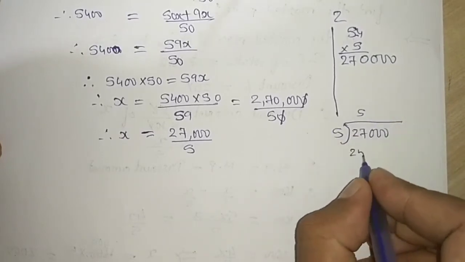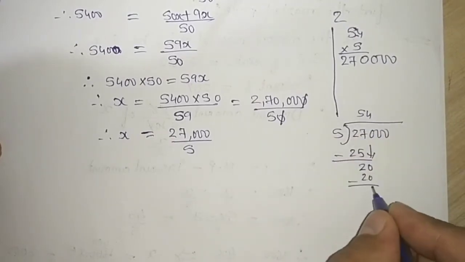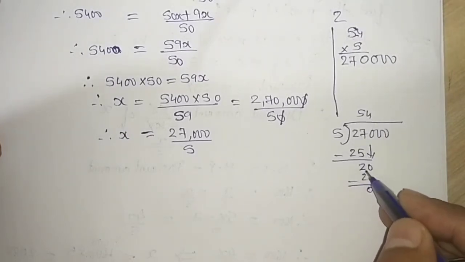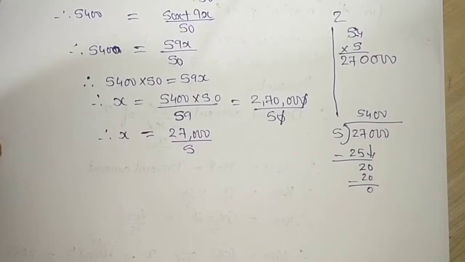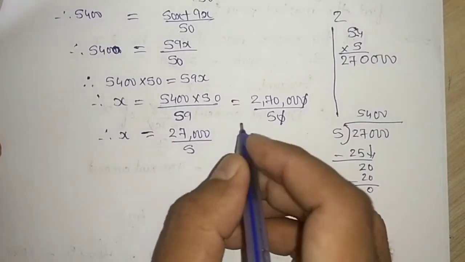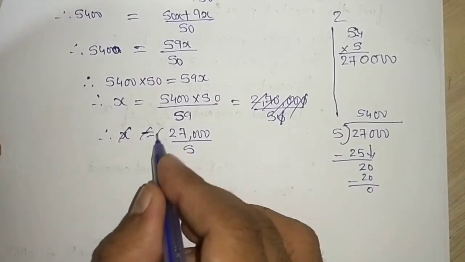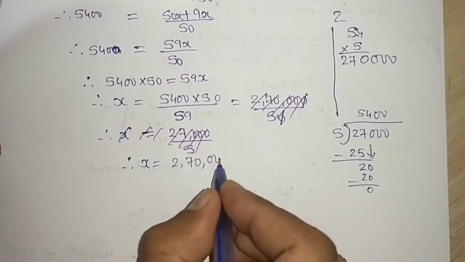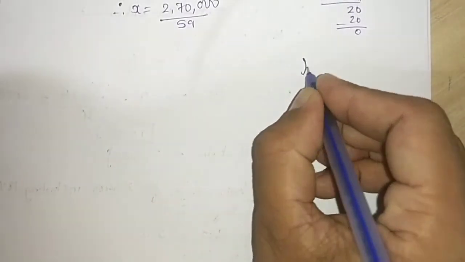Sorry, I have made one mistake, so let me cancel this. Therefore x is equal to 2,70,000 divided by 59. Now let me divide 2,70,000 by 59.